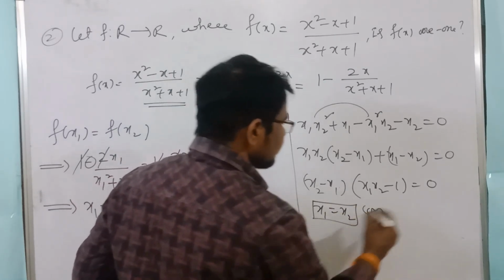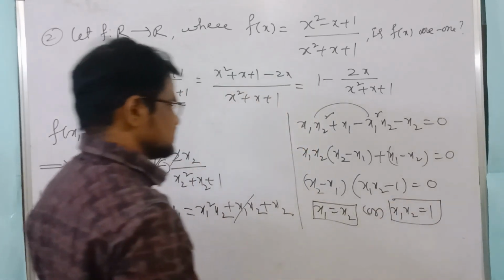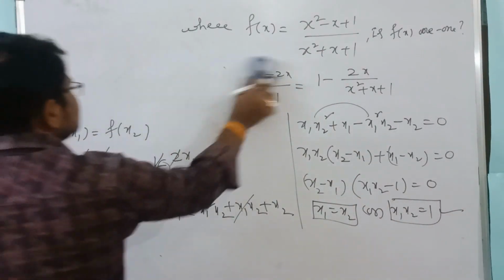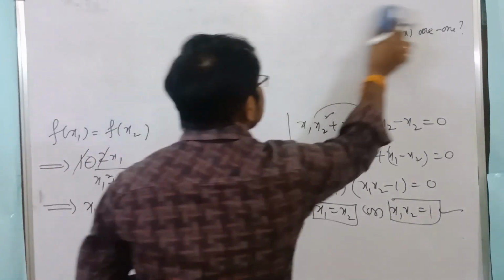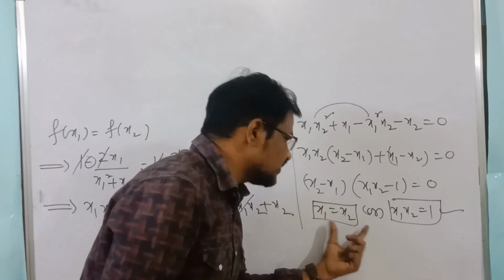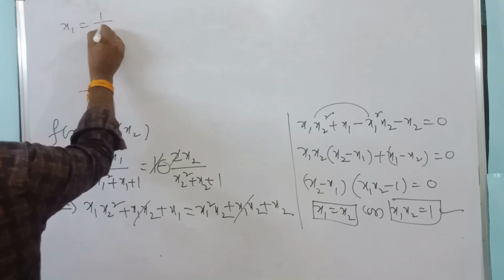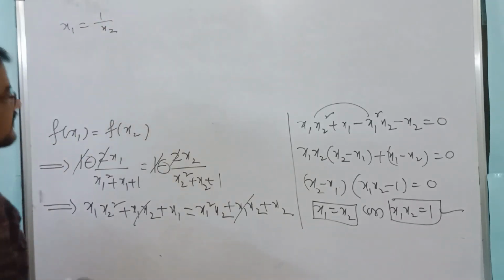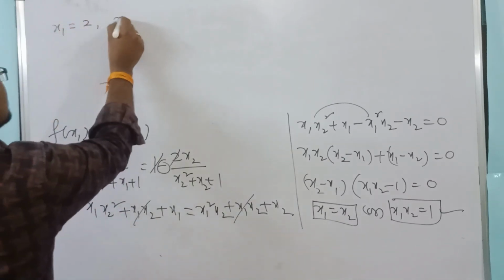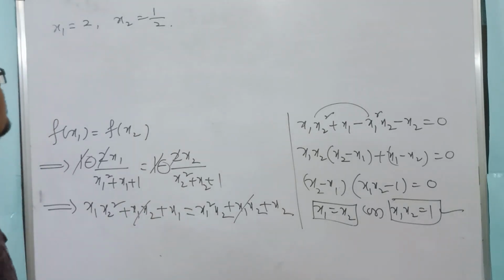or x1 x2 equal to 1. So there are two equations. Now take this one. Here clearly it is x1 equal to x2. So this one, observe this one. x1 equal to what? 1 by x2, can you write? Means if x1 equal to, suppose, 2, if you take x2, what will you get? 1 by 2, right?